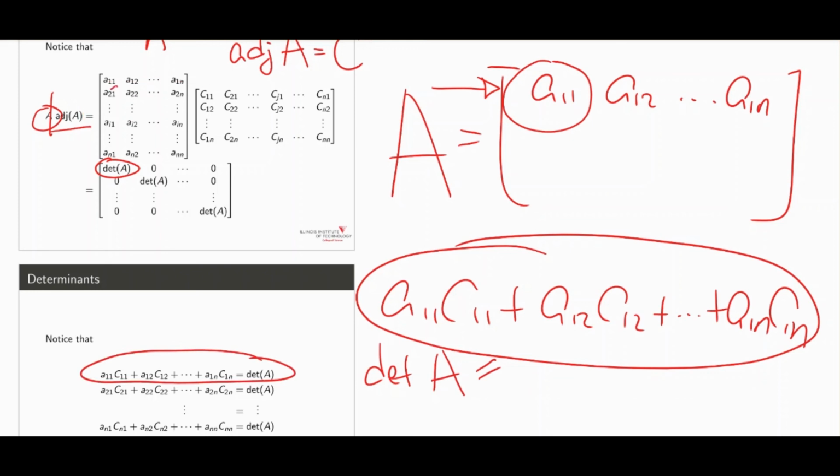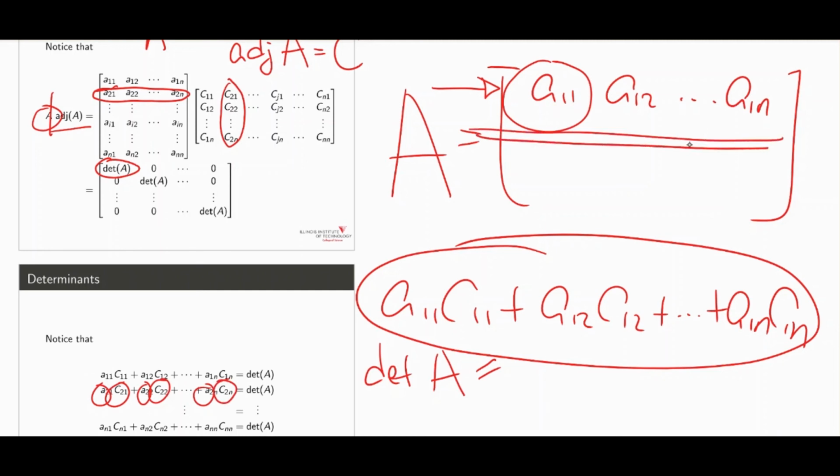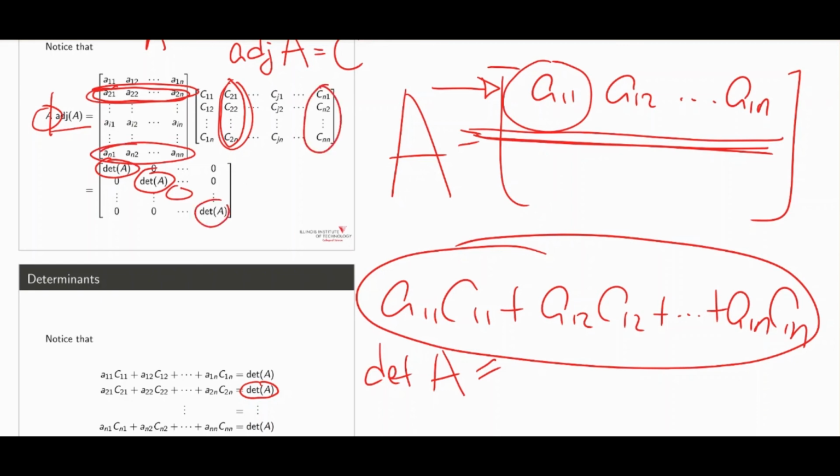You can also see that if you take this second row and multiply it with this second column, you get A21, C21, A22, C22, all the way to A2n, C2n. Again, that is the cofactor expansion along the second row of matrix A, which is how you compute the determinant of A. Every time you take the second row and the second column, it will give you the determinant of A. If you do the third row and the third column, you also have the determinant of A. If you do, for example, the nth row together with the nth column, you will have the determinant of A.